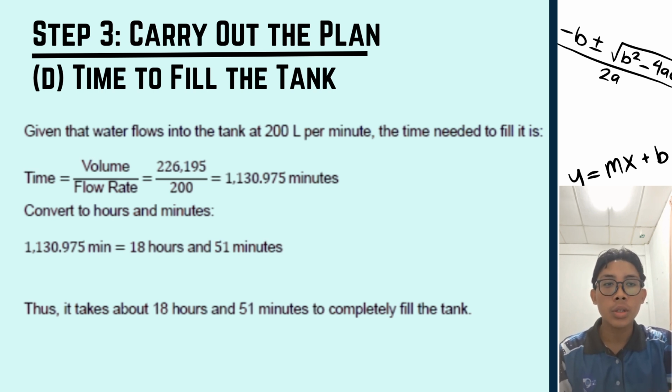After that, we need to determine the time to fill the tank. Given that water flows into the tank at 200 liters per minute, to find the time needed to fill it, we can use the formula time equals volume over rate. So we just divide 226,195 liters by 200 liters per minute, and the answer will be 1130.975 minutes. The answer we want is in hours, so we need to convert it, and after converting, the answer will be 18 hours and 51 minutes.